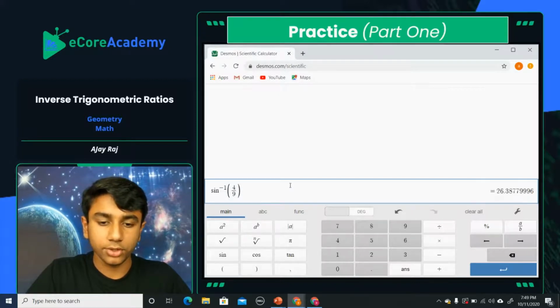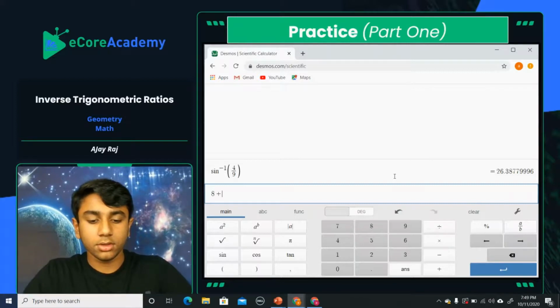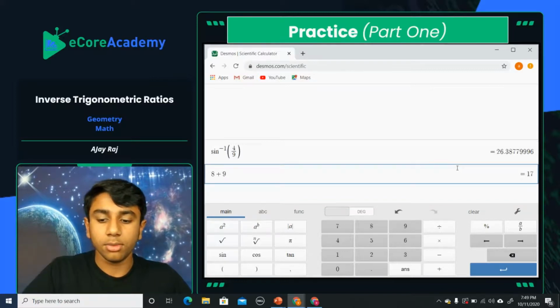And then again, I really strongly recommend this website. It's so good for these trigonometric functions, and a lot of other calculators can be a pain in the butt. It doesn't save your answers, but this does, and it saves it in lists. So if you want to type something else here, like 8 plus 9, 17, it saves all your answers in lists, so you can just copy and paste them down below.